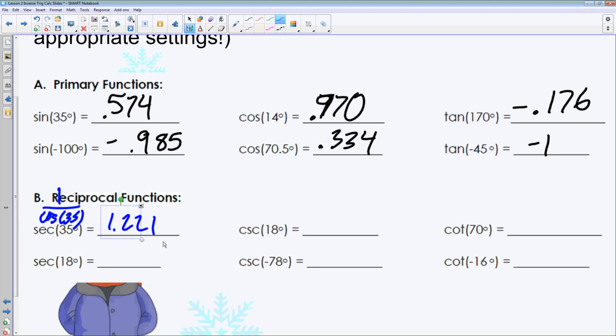1.221. If I wanted to find cosecant of 18 using my graphing calculator, I'm going to have to do 1 divided by sine of 18. And to do cotangent, you can do 1 divided by tangent of 70. Now, good news, Desmos, you don't have to do that, okay?